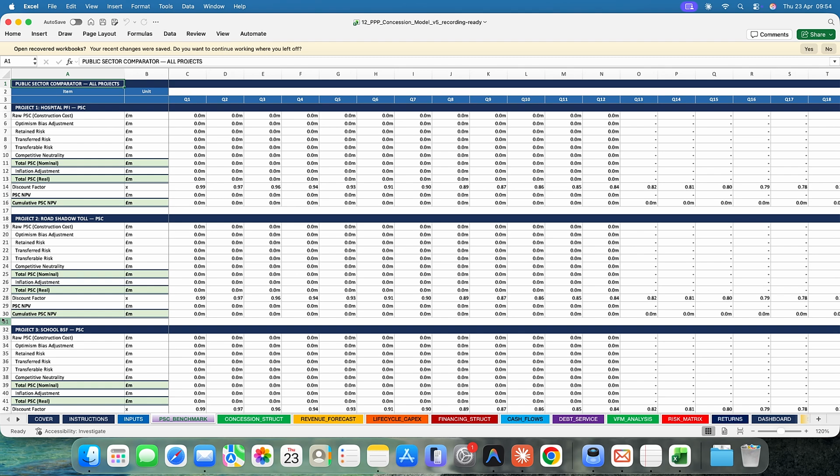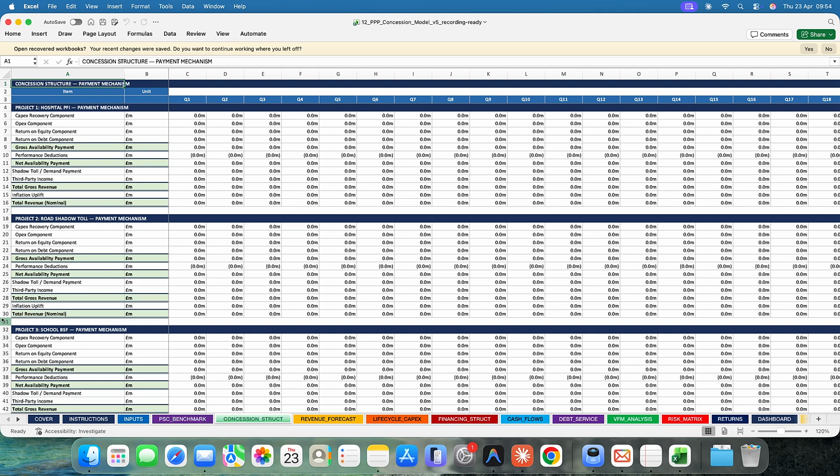Right next to it, the concession structure. Unitary charge build, availability component, volume component, performance adjustment. Deductions regime, benchmarking and market testing where applicable. Because this is the commercial tension every PPP has. Is the private option actually better for the taxpayer? The model lets you demonstrate it.